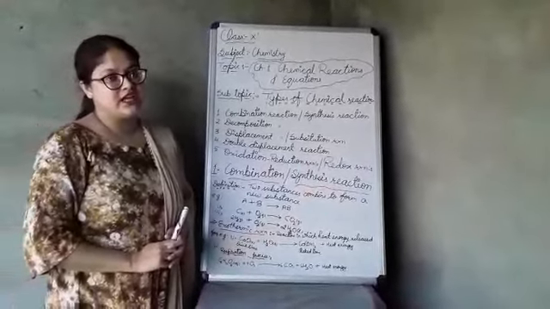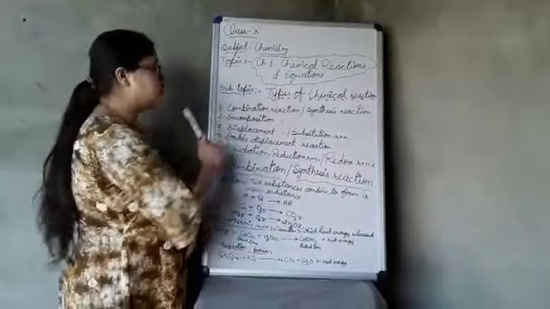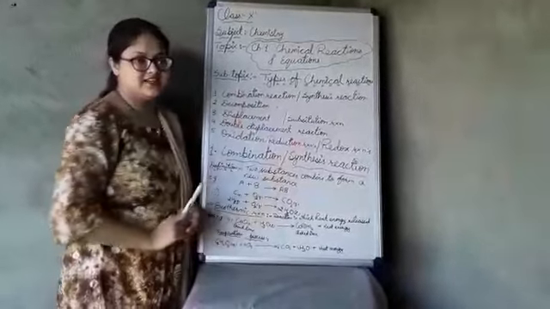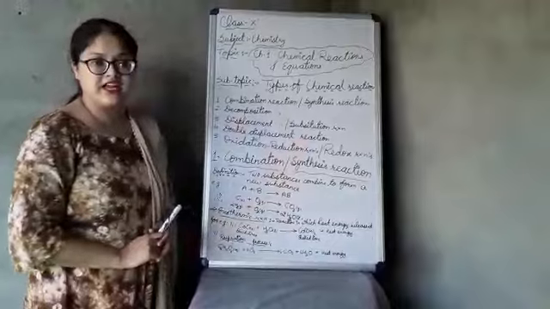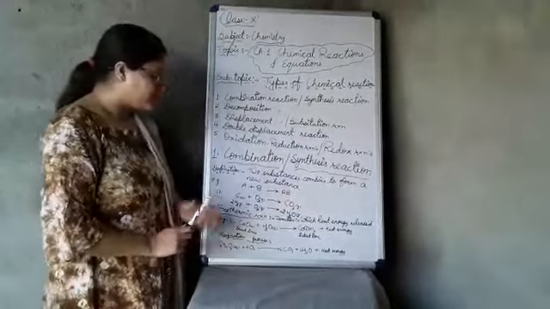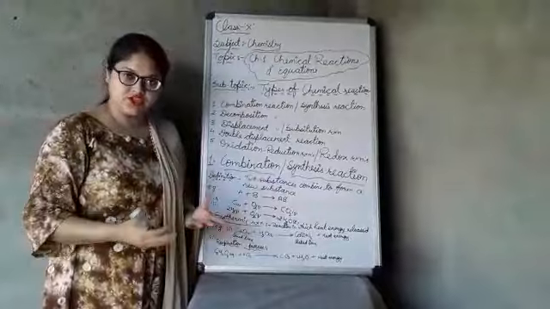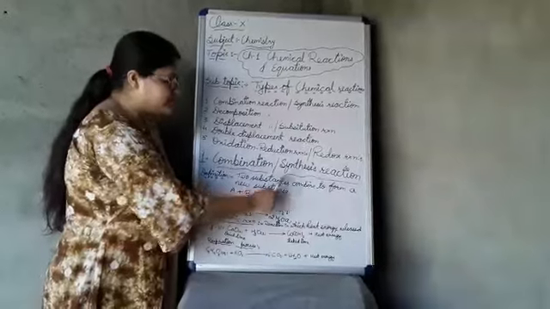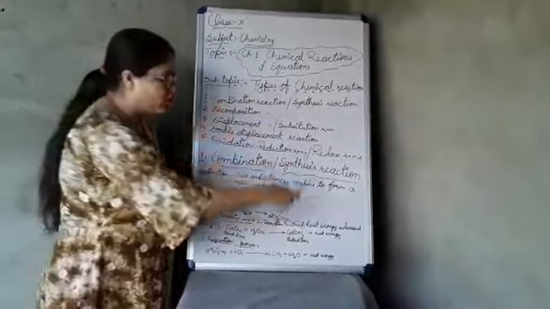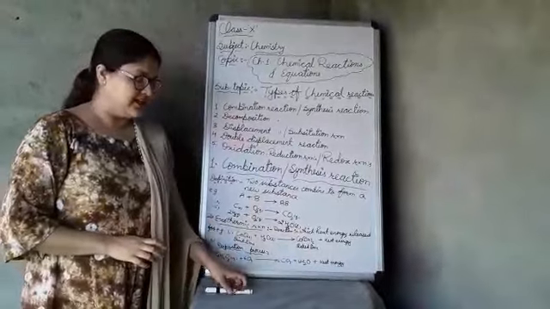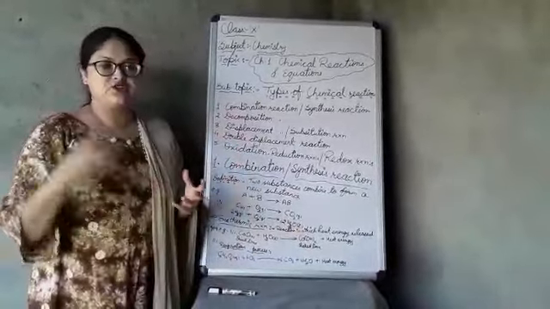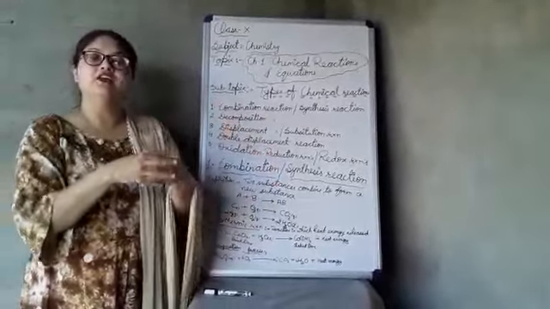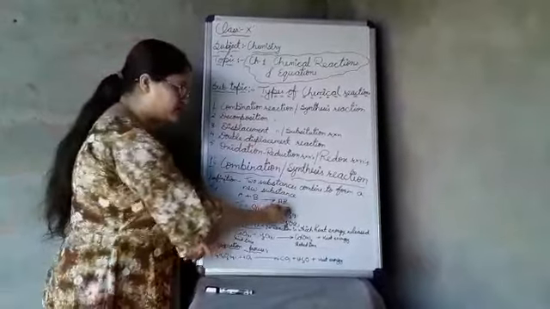So students, today I am going to explain the very first chemical reaction, that is combination reaction or synthesis reaction. So what is the meaning of combination reaction? It is a reaction in which two substances combine to form a new substance. When we react one substance with another, or combine two substances, a new substance will be formed.